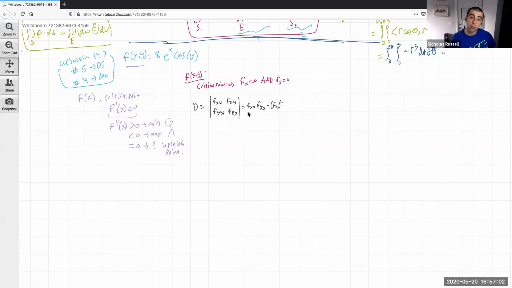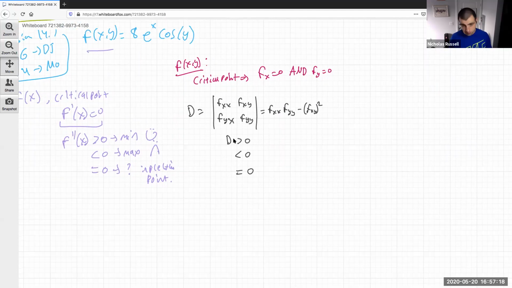This is actually really helpful just to see what each one of these means. The determinant of this matrix can either be greater than 0, less than 0, or equal to 0. So let's think about what each one of these means here. So I'm going to zoom in. I can do that. Great.